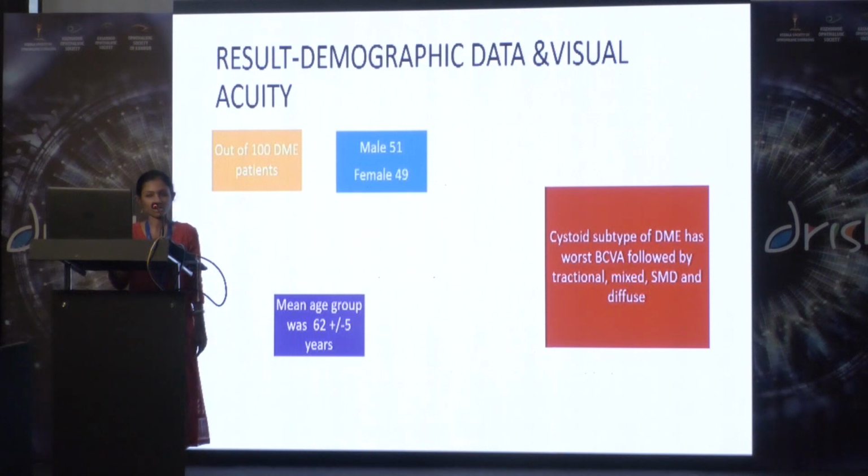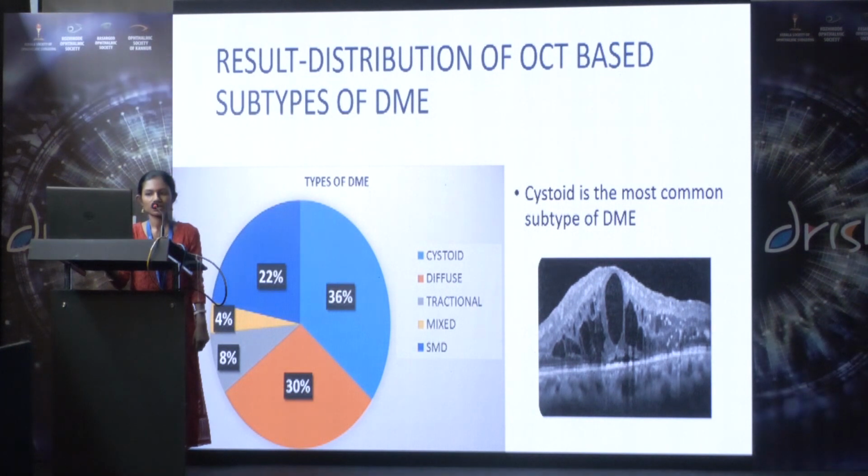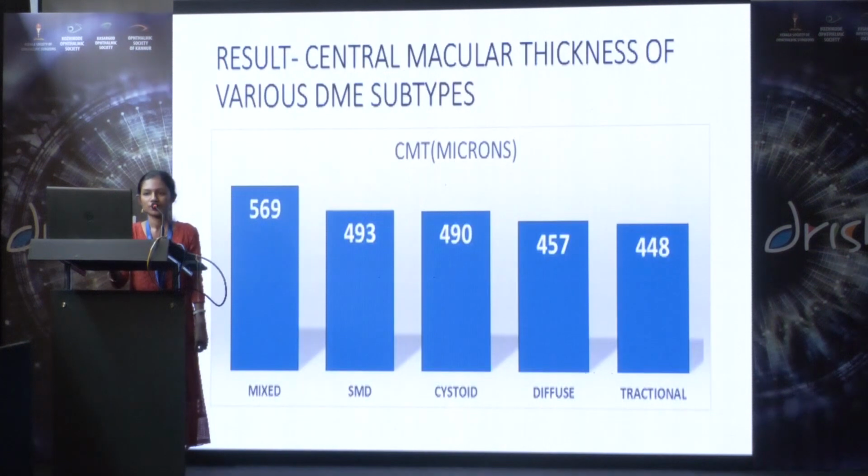and females were 49. The mean age of the study was 62 plus or minus 5 years. In the best corrected visual acuity, we found the cystoid subtype had the worst best corrected visual acuity. We found that the cystoid subtype was the most common type, followed by diffuse, then tractional, SMD. The central macular thickness was the maximum in the mixed subgroup, followed by the SMD, then cystoid, diffuse and tractional.